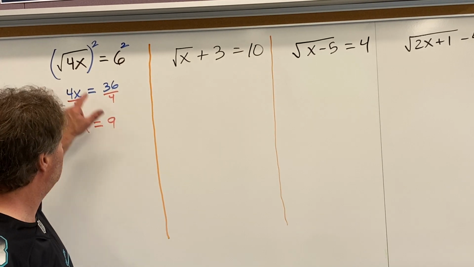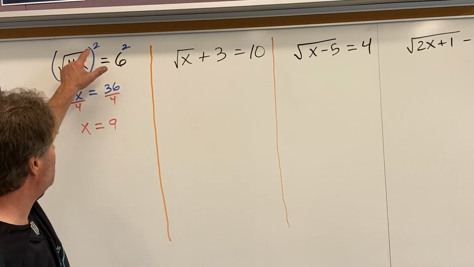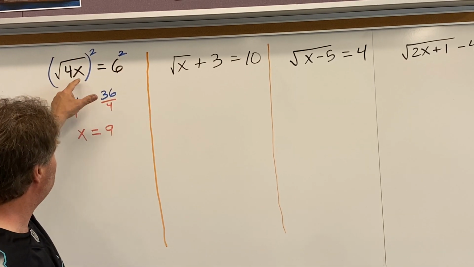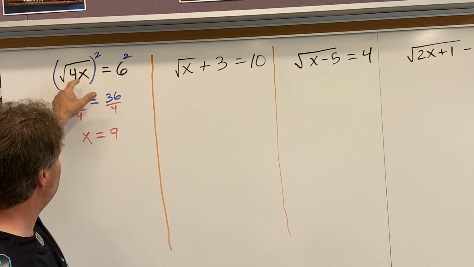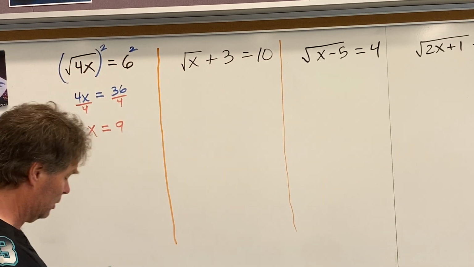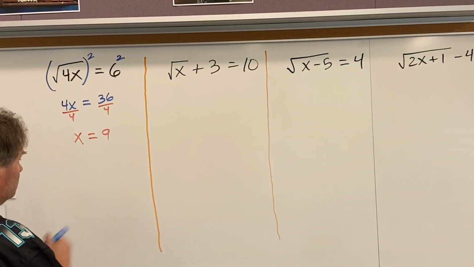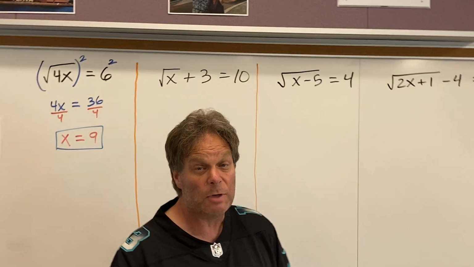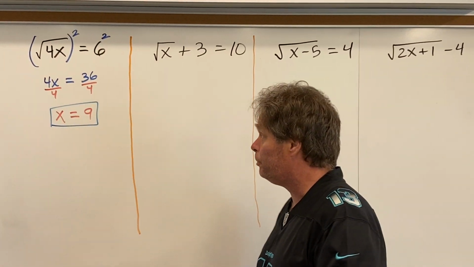So here's the deal. Plug in 9. I'm going back before I squared them. I'm just doing the original equation here. So 4 times 9 is 36, right? Square root of 36 is 6, equals 6. Sure enough, it works. It is a good solution. So it was a potential solution. Now we know it's a good solution. That's not always the case. Sometimes they don't work and you've got to throw them out.